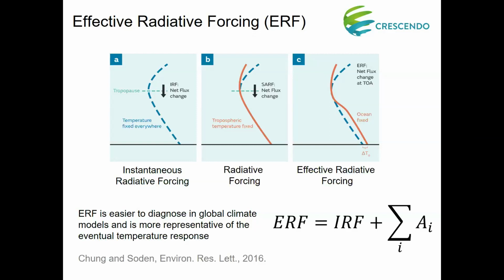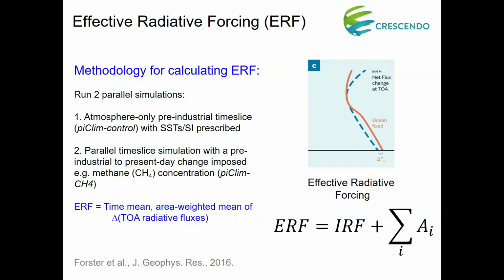So as I mentioned, this is calculated fairly straightforwardly with model simulations. So we run typically two simulations. One acts as a control experiment. One acts as a perturbation experiment in which we apply some kind of perturbation relative to the control. So it might be a change in a greenhouse gas concentration. It might be a change in land use, or it might be a change in an aerosol emission.